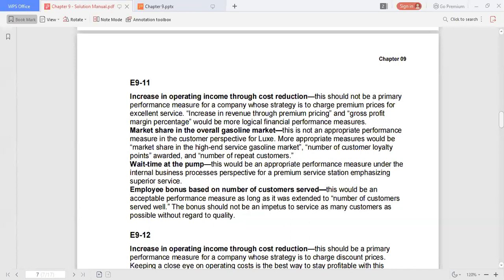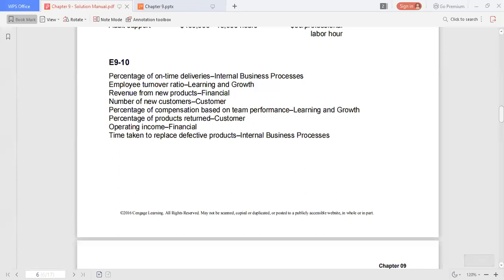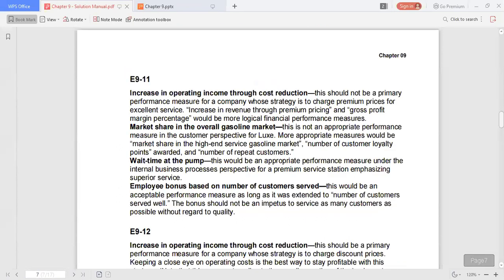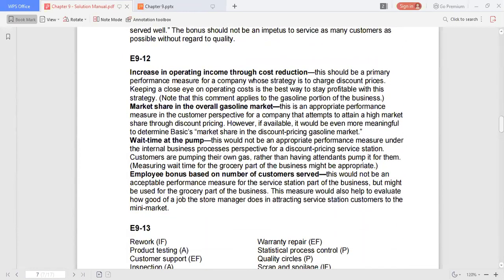Now we go to E9-12, evaluating the appropriateness of performance measures. Basic Incorporated, a chain of gasoline service stations, has a strategy of charging discount prices for its gasoline by providing very little service and charging relatively high prices for the goods in its attached mini market.